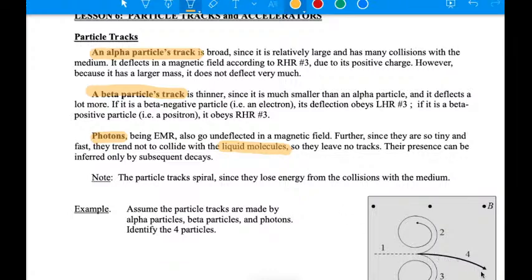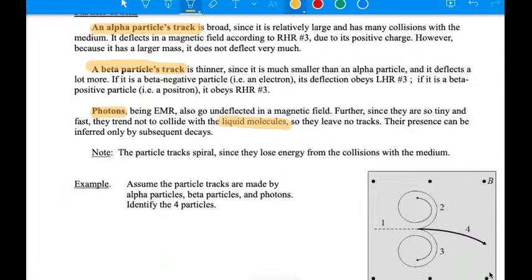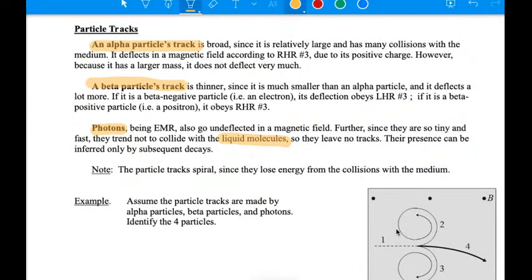You get to see the particles as they're moving through, and it's like they've almost carved out these tracks in our liquid medium. So there's an imprint of where they were, and you're able to analyze which type of particles they are just based on their tracks. Alright, so alpha particles are nice and big, right?